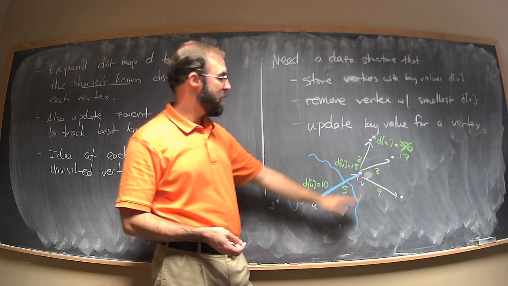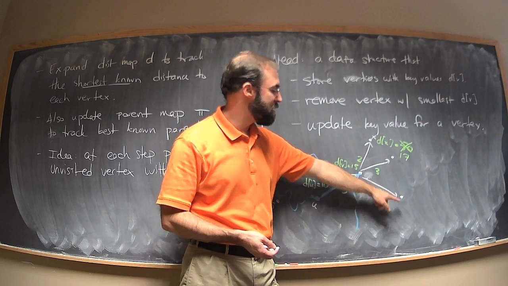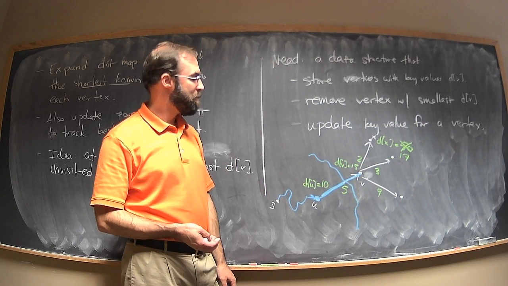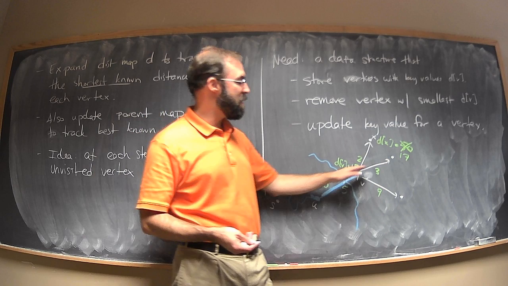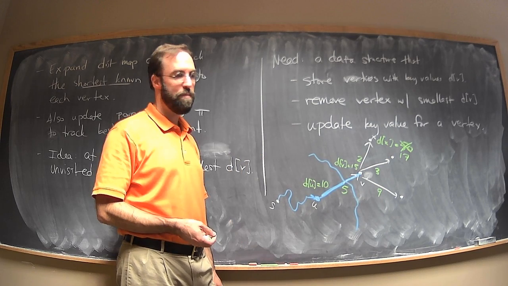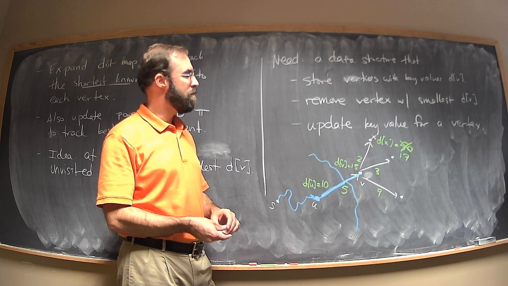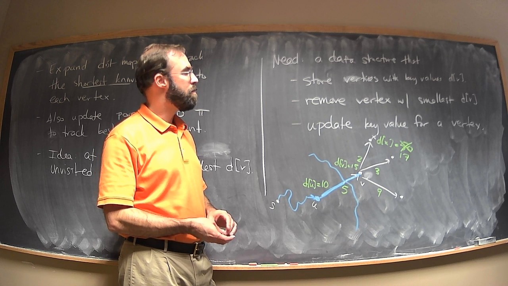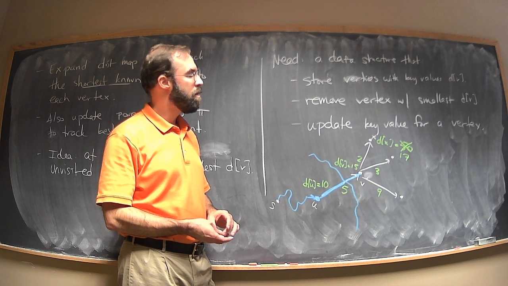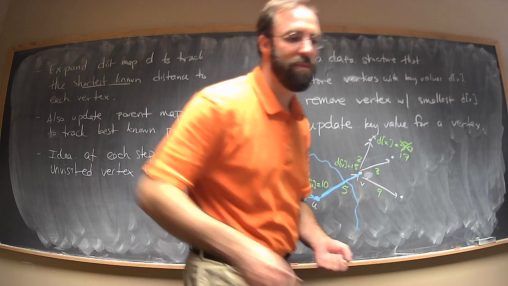And then similarly, we would look at this vertex and this vertex and see whether we found a better way to get there than we knew of before. All right. Any questions at this point? I should be looking at the chat here.